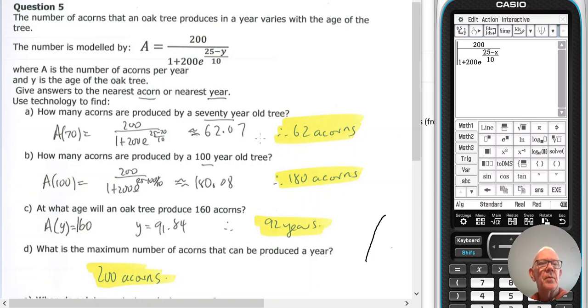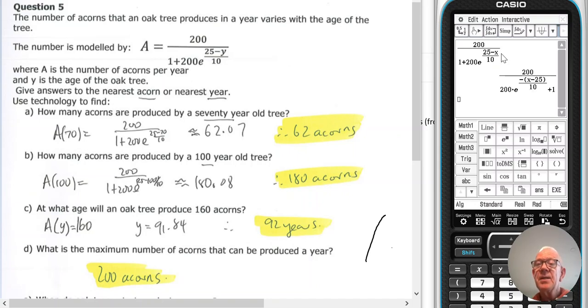Okay, so this is trial number 10, question number 5. We have acorns. So A stands for the number of acorns, and Y stands for the number of years. And we've got this model that looks like some form of exponential. The confusion here is Y is X, but that's okay, I can live with that. When I add it into my calculator, I'm going to use X instead of Y.